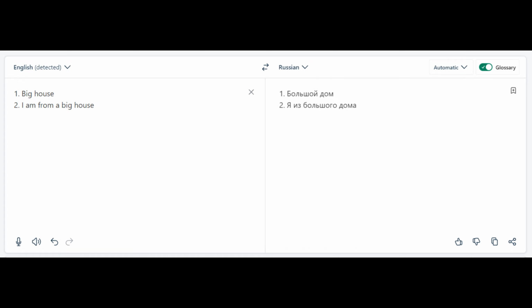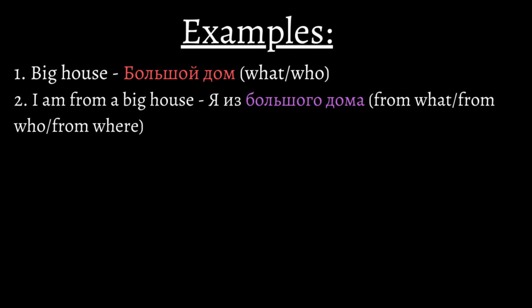Here we have the expression I am from a big house, which is я из большого дома. This expression is genitive because by asking from where or from what, we have an answer. From where are you? I am from a big house. Because you just said from where you are, you generated a different expression which is different from simply saying big house.